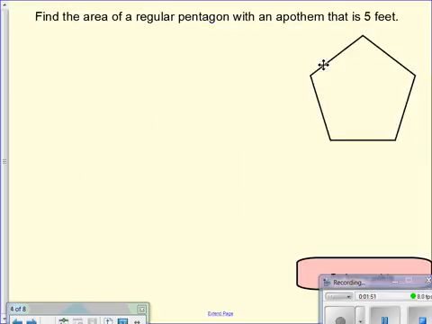Find the area of a regular pentagon with an apothem that is 5 feet. First question you might be asking is, what the heck's an apothem? Apothem is the distance from the center point perpendicular to a side. That is 5 feet. And that is the height of our triangle.